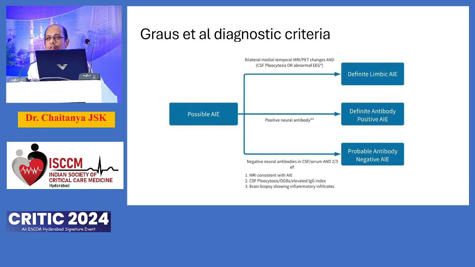Then comes your evaluation, be it MRI, EEG and all. If you have imaging substantiating your diagnosis with changes of limbic encephalitis, then you label it as definite limbic encephalitis. If you have a positive neural antibody matching your syndrome, then it can be labeled as definite antibody-positive AIE. But when you have negative antibodies or negative imaging, then it could still be a probable antibody-negative autoimmune encephalitis, where you keep your diagnosis open, but you manage based on the severity of their symptoms.